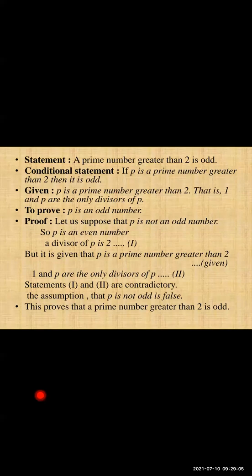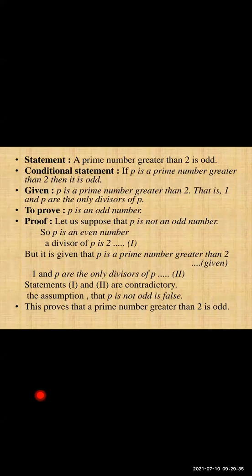So here, what is after "if"? P is a prime number greater than 2. So that will come in given. What is in given then? P is a prime number greater than 2. What does that mean? If P is a prime number greater than 2, P has only two factors. Which two factors? 1 and P itself. Right? There are only two divisors of P, that is 1 and itself, meaning P.